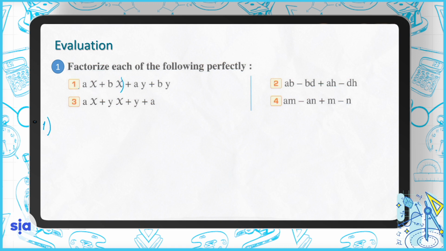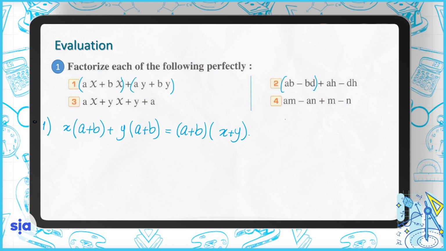We're going to group this, and we're going to group this. So the common factor here is x, and then it's a plus b, plus the common factor here is y, and then it's a plus b. To factorize this well, the a plus b is the common bracket, and then the singles are x plus y. By the same way, we're going to answer question 2.